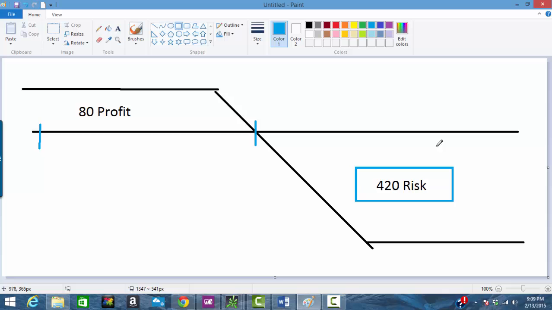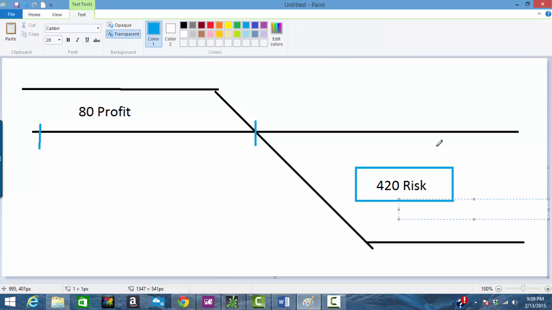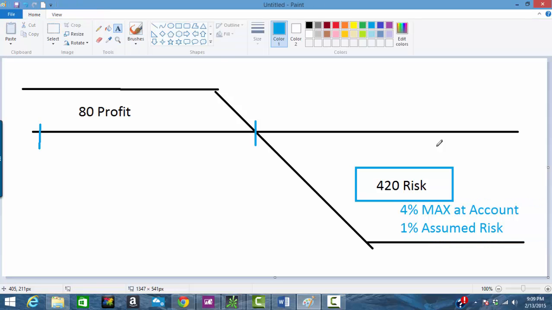And so that can't exceed your money management. You should max position size at risk at about 4% max of your account. Some people will keep this as low as 1% assumed risk, and that is when you're getting out, where are you going to take the hit?